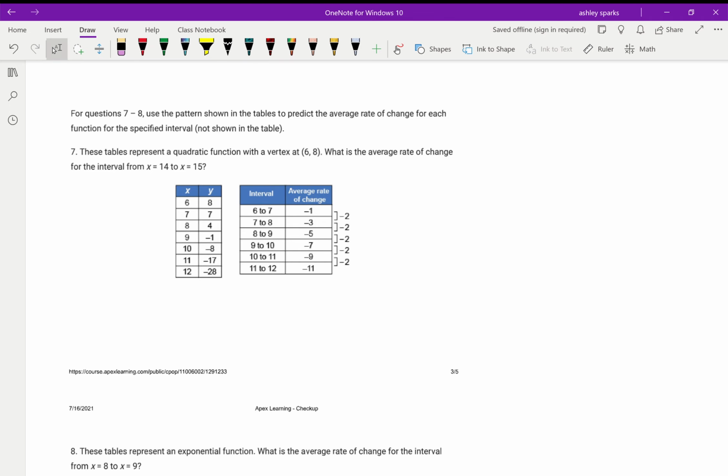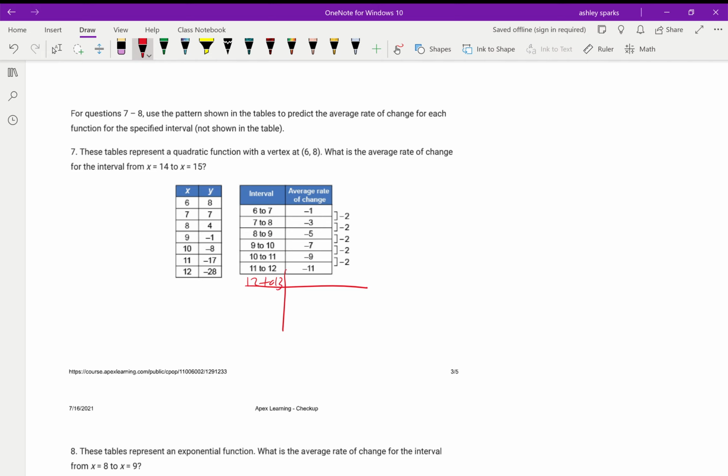So use the pattern shown in the table to predict the rate of change. So we're once again in a rate of change problem. Okay. So we're trying to predict. So what we see here, right, is we want to know what would happen at 14 to 15. So we stop here at 11, 12. So, 11 to 13, what would happen?